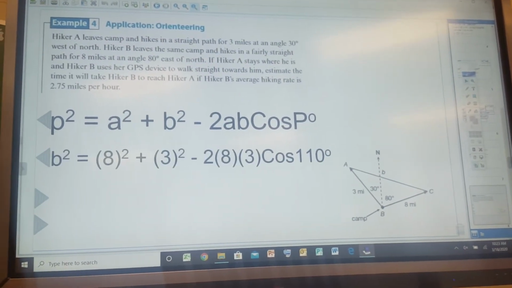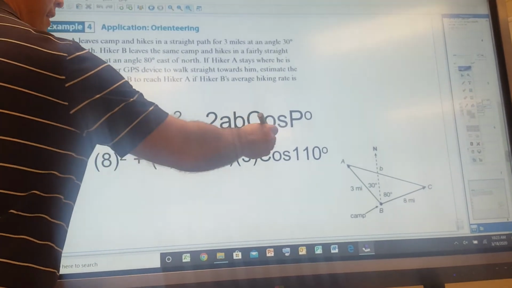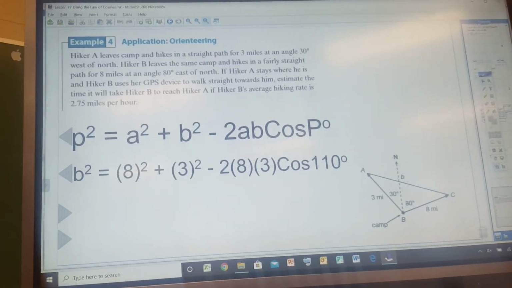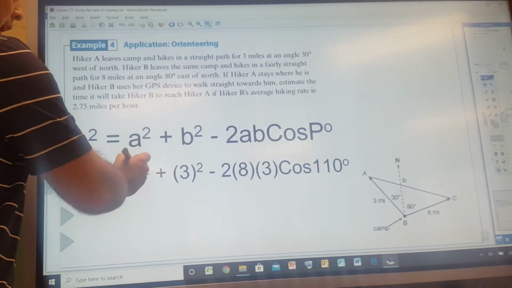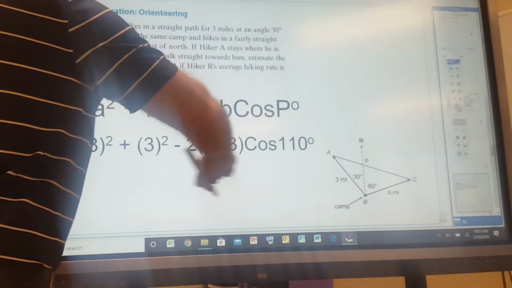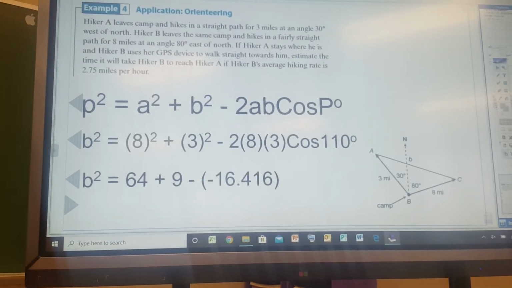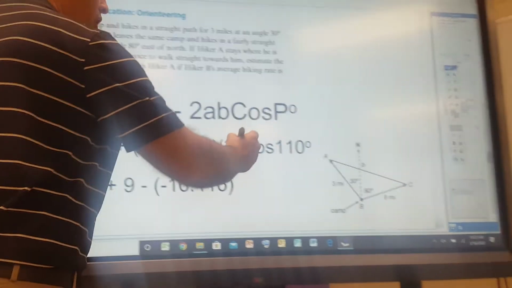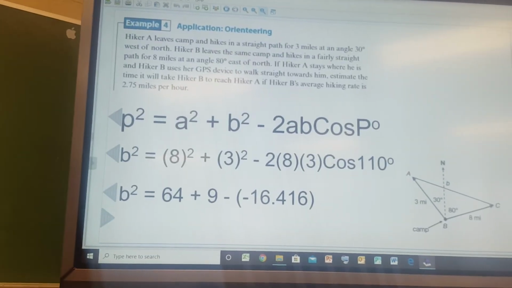All right, so we fill this in. Fill in our other two sides, 8 and 3, for the other two sides, and make sure that 110 degrees goes with that. Then basically it's putting it in your calculator. Now, remember to use order of operations. Before we do this, we'll multiply all that out, square these before we add and subtract. So we do that, we get 64 plus 9. Now, be careful: when you plug all that in, you get a negative, and we're subtracting a negative, which is going to make that positive.